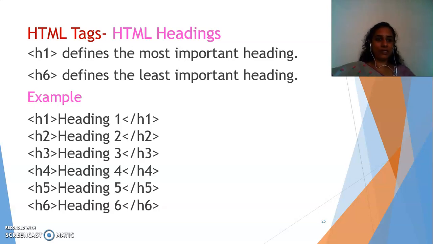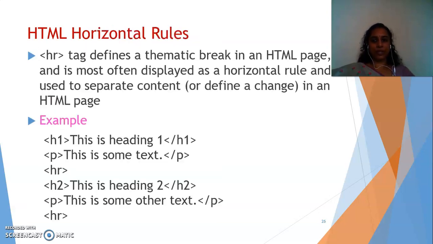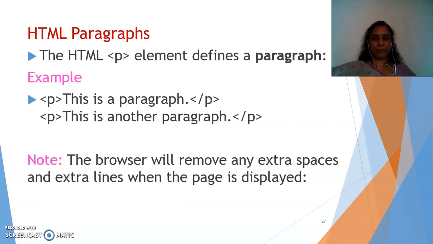Practically, you can see in the browser what the size of H1 is and what the size of H6 is, and based on that you can apply it wherever you want. Then HR is the horizontal rule. Most often you want to separate the content into sections, so you draw a horizontal line. The HR tag will give you one line in horizontal space, so you can draw one line and then start. You can practice these examples.